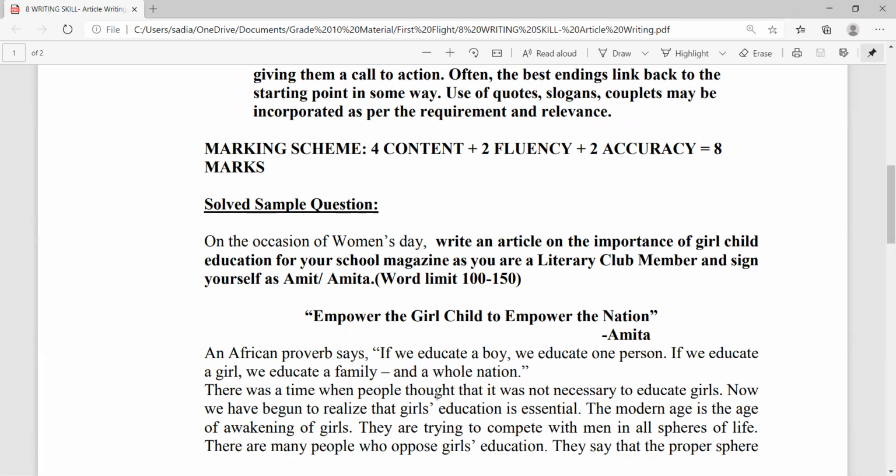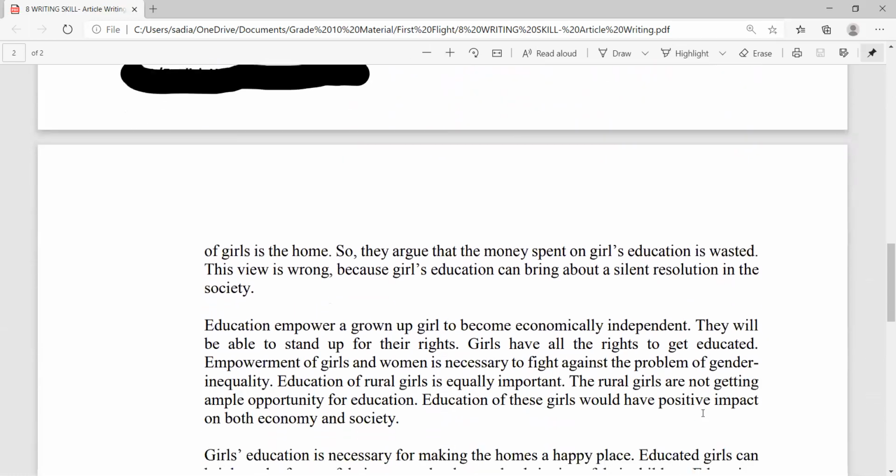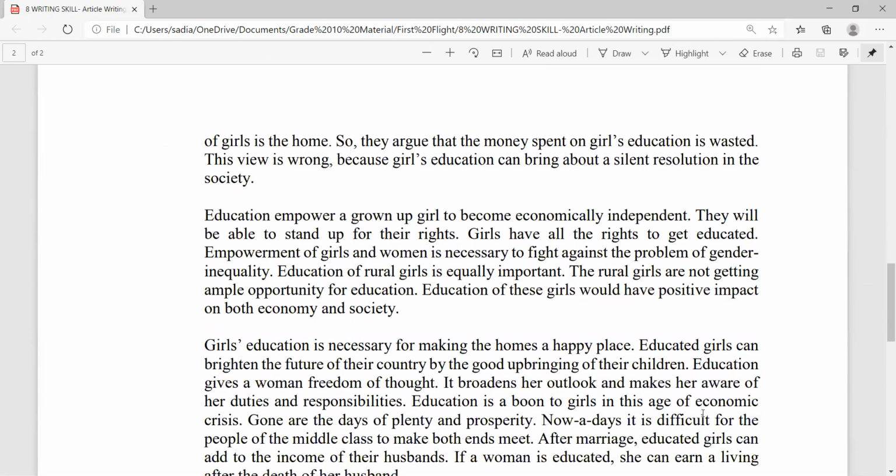There was a time when people thought that it was not necessary to educate girls. Now we have begun to realize that girls' education is essential. The modern age is the age of awakening of girls. They are trying to compete with men in all spheres of life. There are many people who oppose girls' education. They say that the proper sphere of girls is the home, so they argue that the money spent on girls' education is wasted.